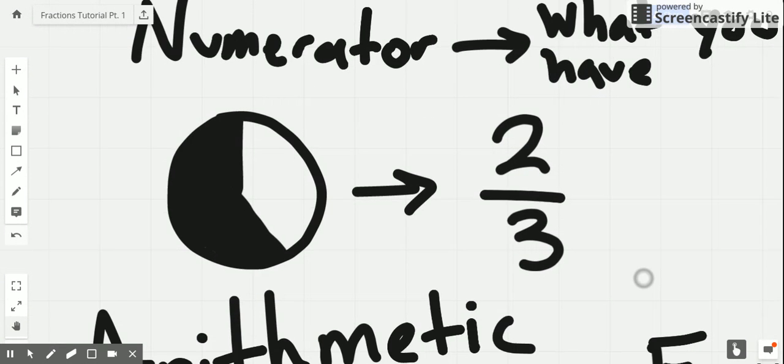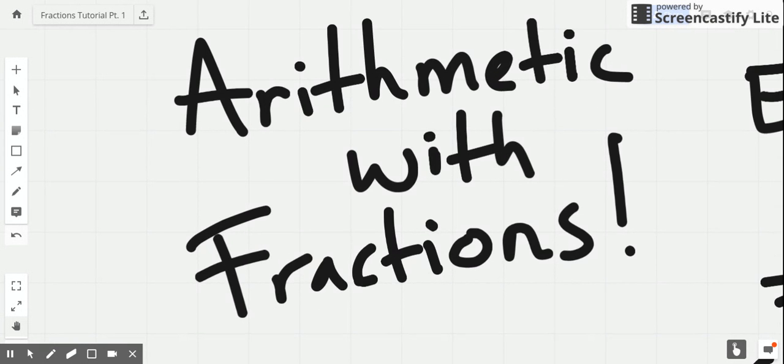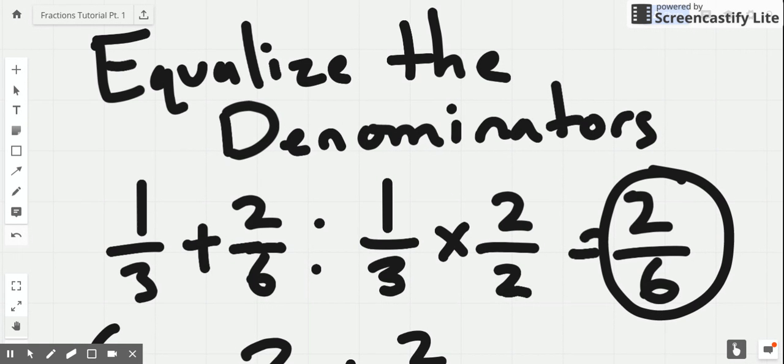Now, arithmetic with fractions is kind of tricky. In order to do it, we first need to know how to equalize the denominators. It sounds complicated, but it's actually very easy. Equalizing the denominators is the same as saying making the denominators the same. Now, in order to make the denominators the same, we simply have to multiply the numerator and the denominator by the same number that will make the denominators in a certain math problem involving fractions the same.